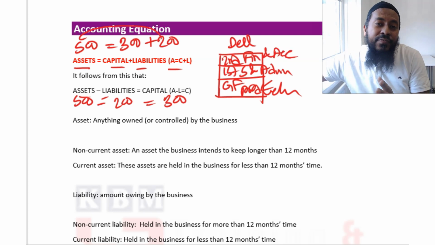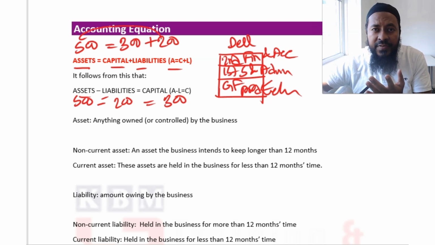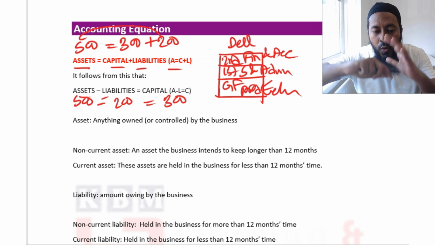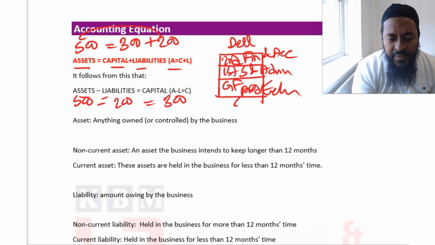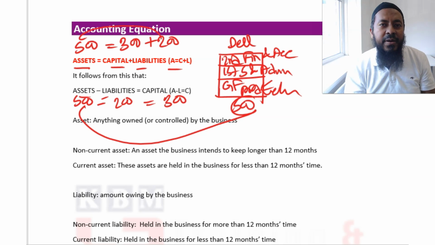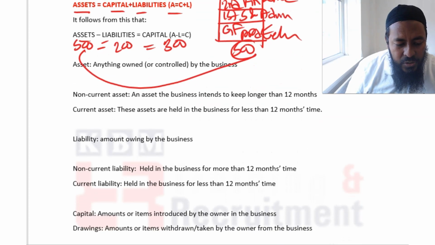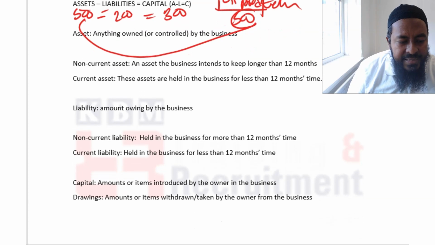So on every floor you have assets, don't you? Machinery, computers, fixtures and fittings, furniture, and all these assets. Let's assume we said £500. Of that, the owner put in some money and the owner took some loan. That is liability.